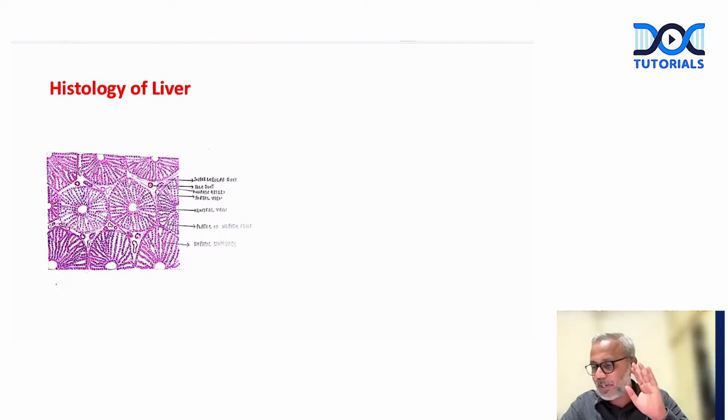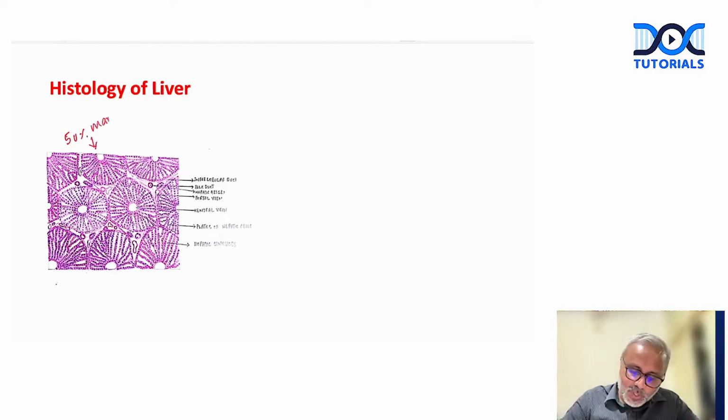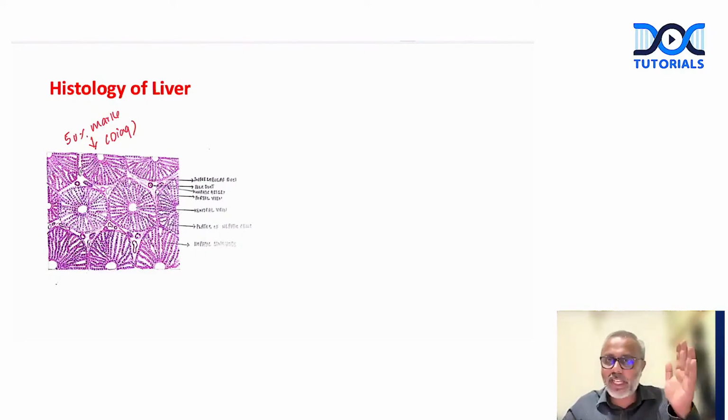How many identification points should we write for a 5-marker with a diagram? Most examiners usually keep 50% of the marks for the diagram, and the other 50% will be for description. So if we write a couple of points, it will not suffice. You may end up getting 3 or at maximum 3.5. But in histology topics, if you are good at diagrams or can draw a correct diagram, you can actually score at least 4, 4.5.